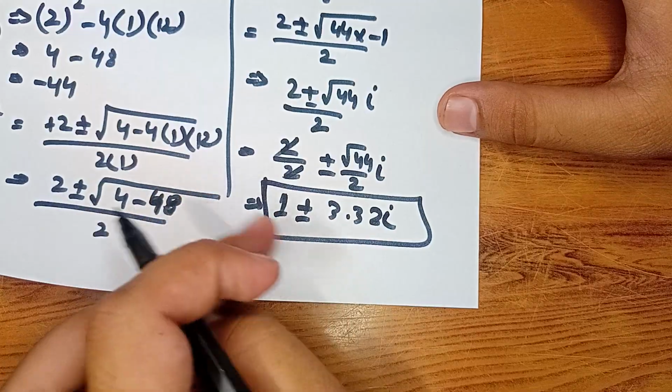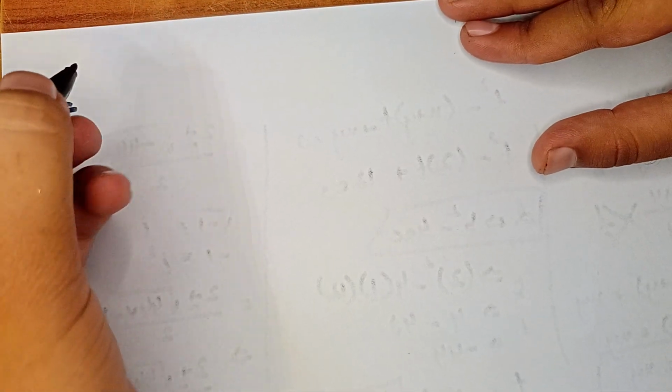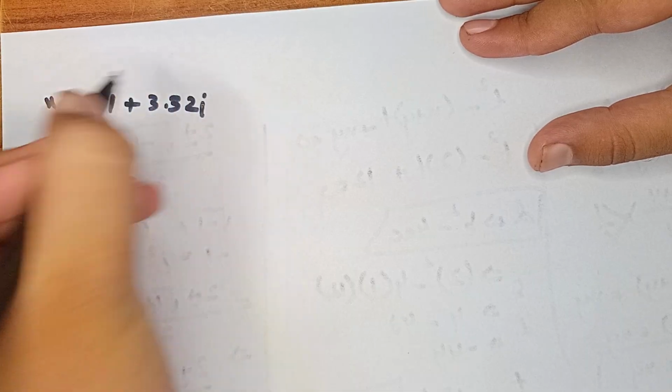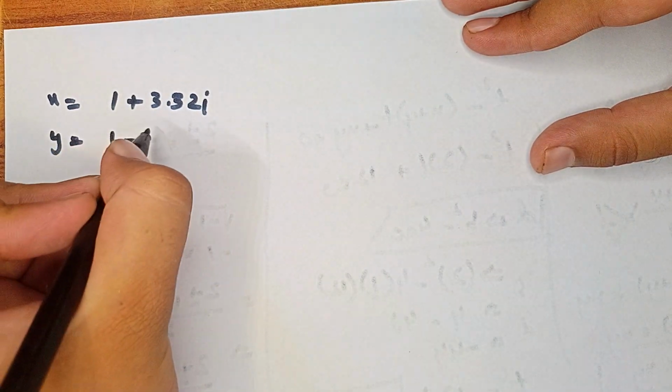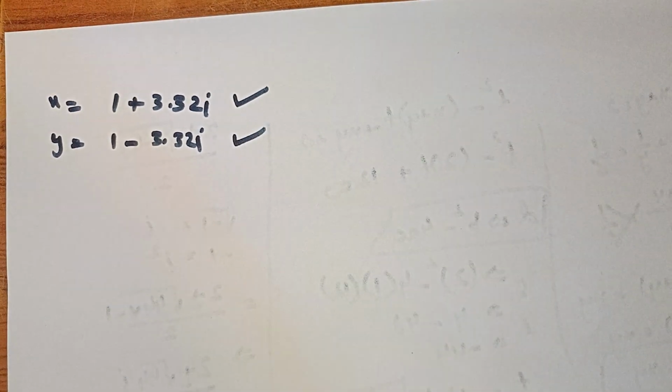So what should x be and what should y be? x is 1 plus 3.32 iota, and y is 1 minus 3.32 iota. These two are complex roots. You should know about this, and how we take it in real time.